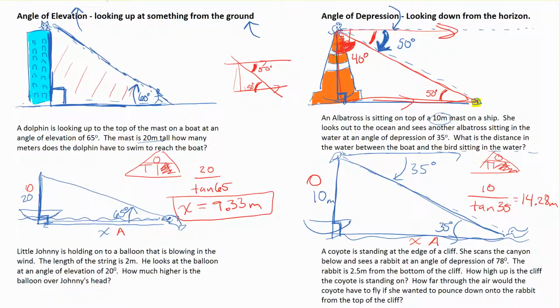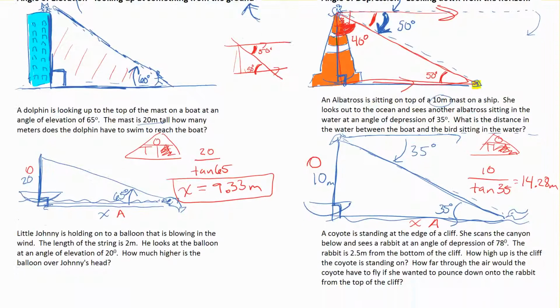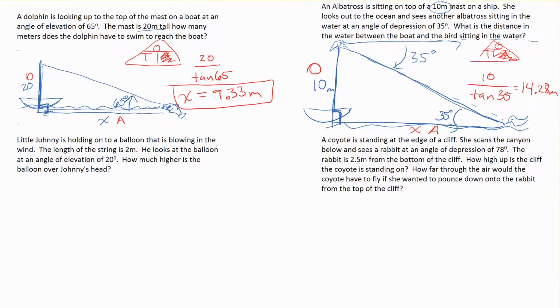Alright, so carrying on with a few more examples about angle of elevation and depression. And again, remembering that angle of elevation is always something that you measure from the ground up, so you're moving upwards. And angle of depression is always from the horizon down. So let's take a look at the next two problems.